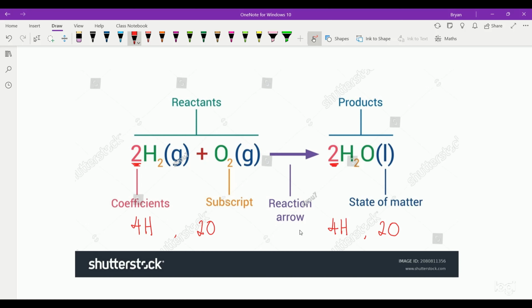And so that would be our lesson for today. And in the next lesson, we would learn how the coefficients can actually be used to help quantify a chemical reaction, and also to solve problems regarding chemical equations.